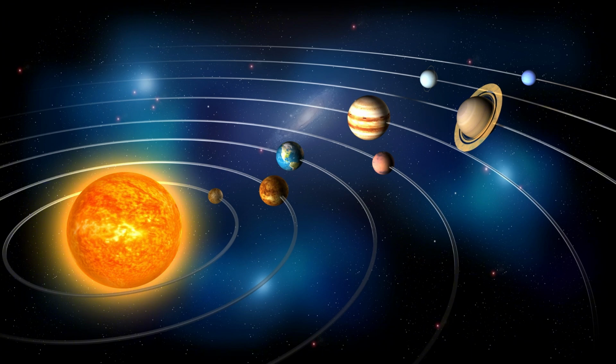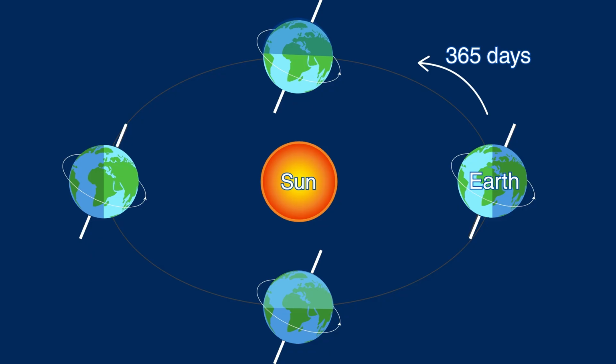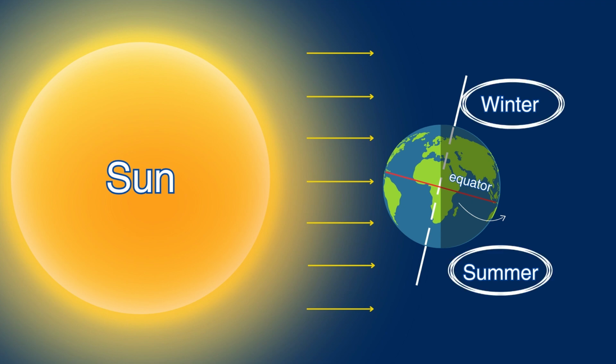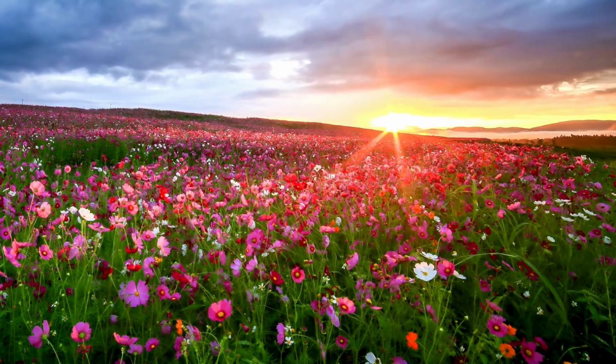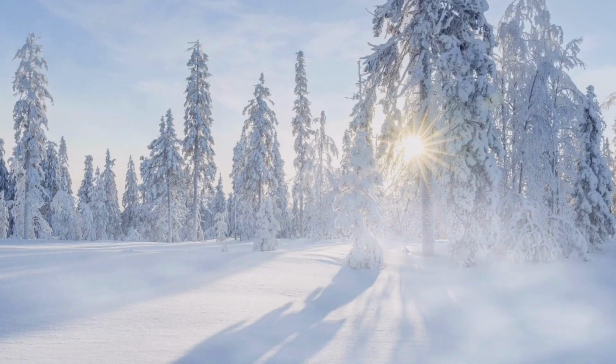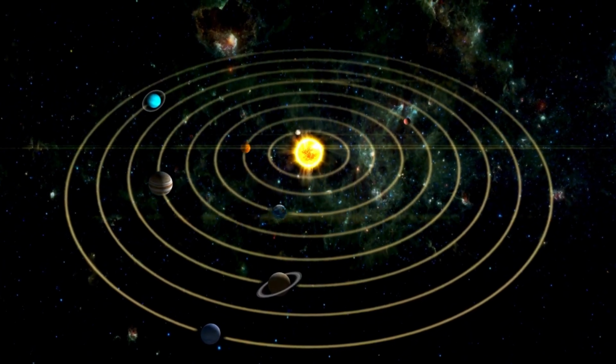But Earth doesn't just spin, it also orbits the sun. One complete orbit takes 1 year, about 365 days. Earth's tilted axis means different parts get more sunlight at different times of the year. That's how we get seasons. So, when you feel a warm summer breeze or see snow falling, it's thanks to our planet's amazing journey around the sun.